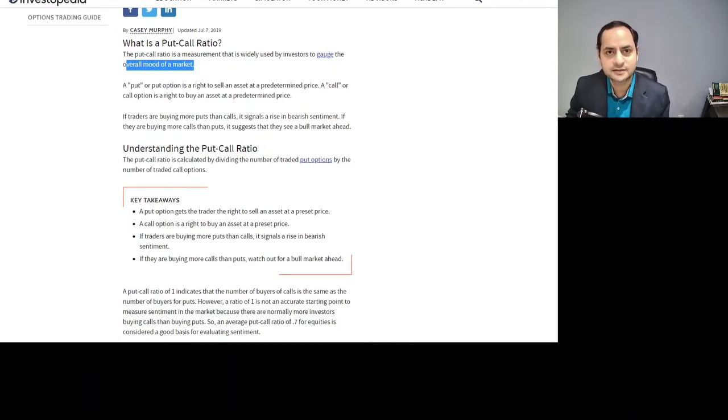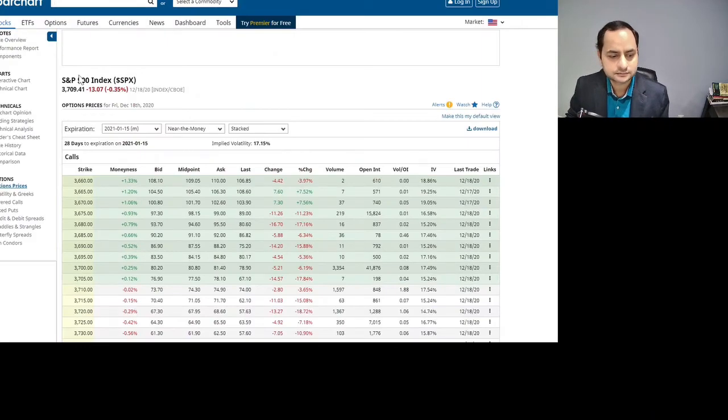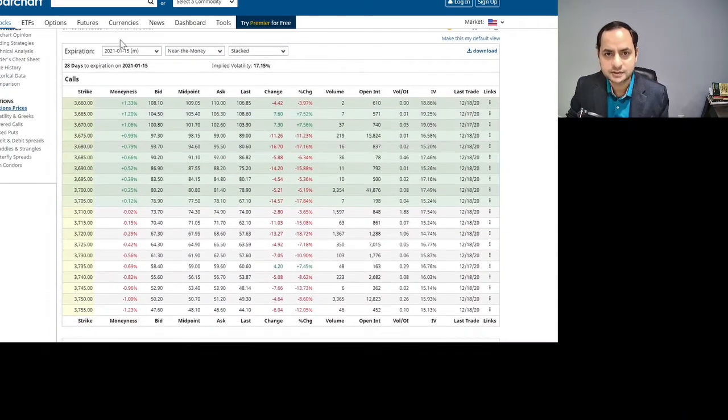So here, as you can see, this is the S&P 500. This is the option expiry, right? These options are going to expire on the 15th of January. I'm taking the monthly options, and these are at the money. So pretty much it's very liquid, right?